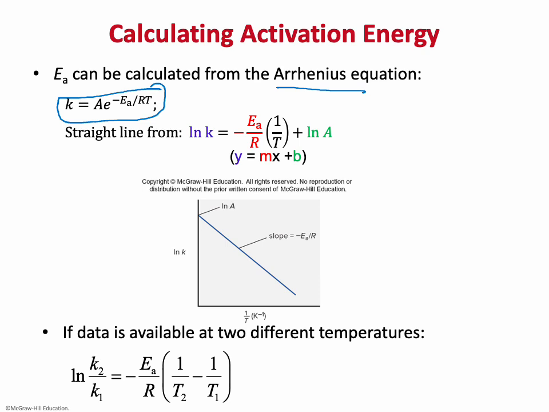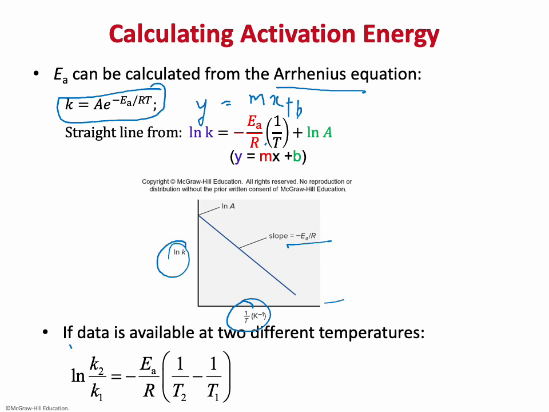Another way we can use this equation is to rearrange it into this format, which is ln k equals minus EA over R times 1 over T plus ln A. If we use this equation, we can make a graph of ln k versus 1 over T, where your slope will be equal to minus EA over R. Again, y equals mx plus b. This information can be used to solve for activation energy or k, depending on what information is given to us.